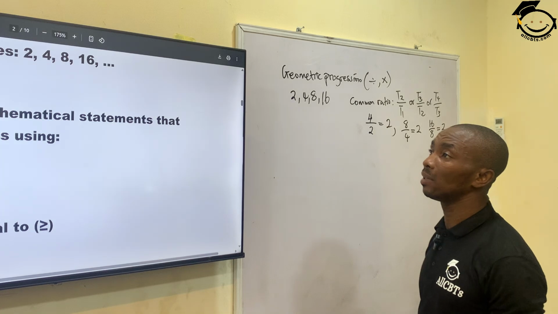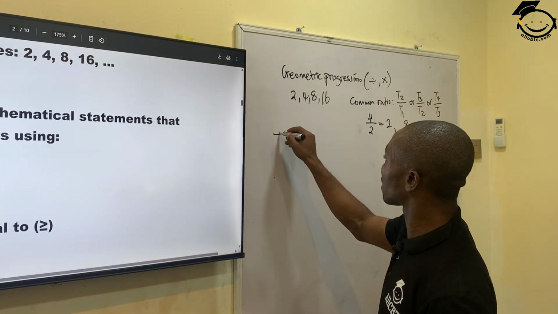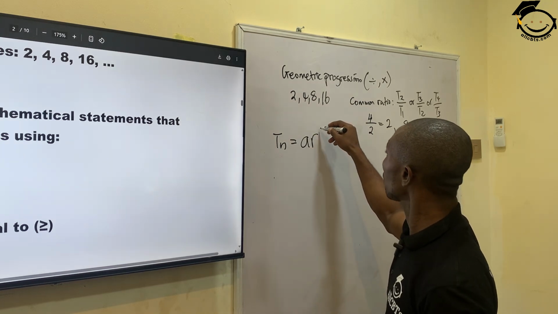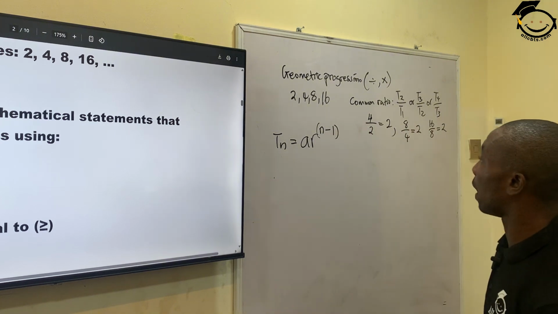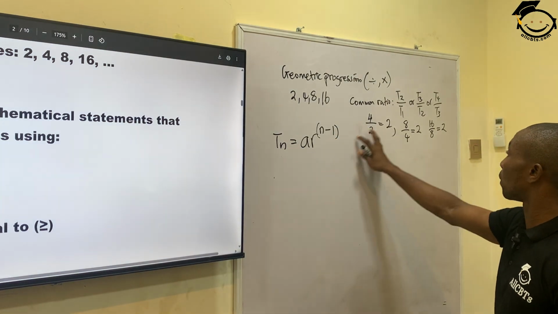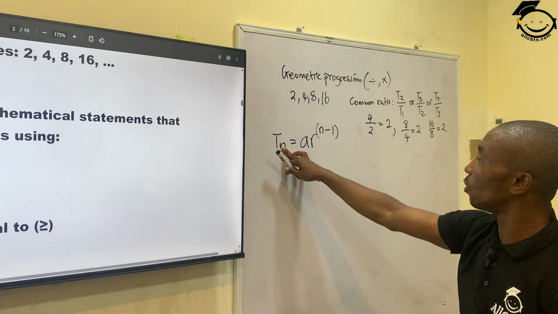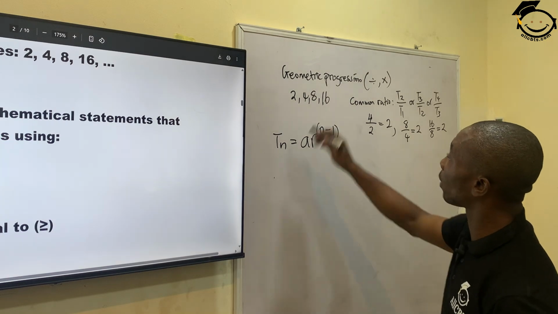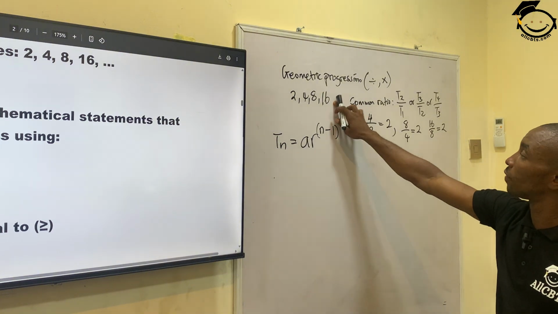In order to find the terms of a geometric sequence, we have the formula Tn equals A times R raised to the power n minus 1, where A is also our first term, R is our common ratio, and n is the number of the term you're looking for. For example, let's look for the 10th term of this sequence.